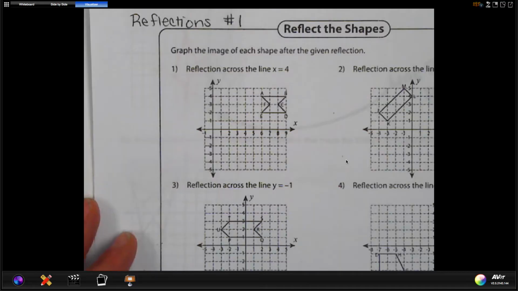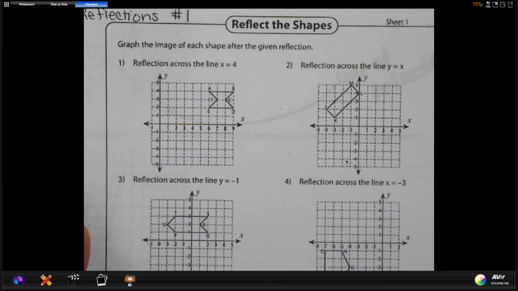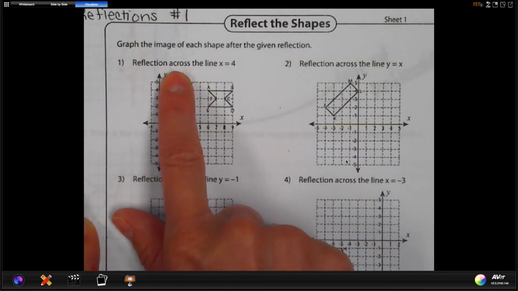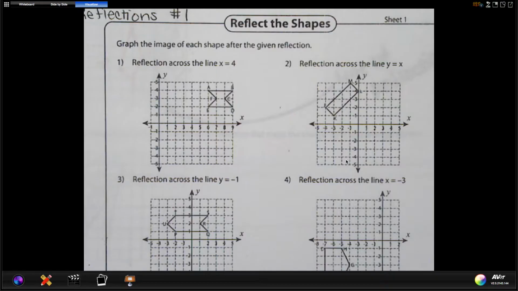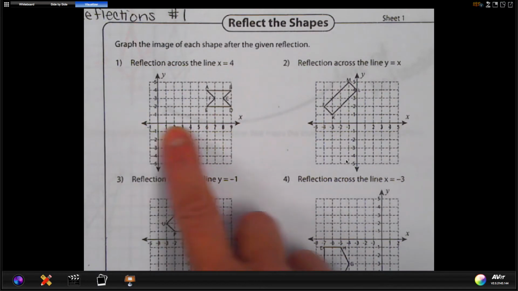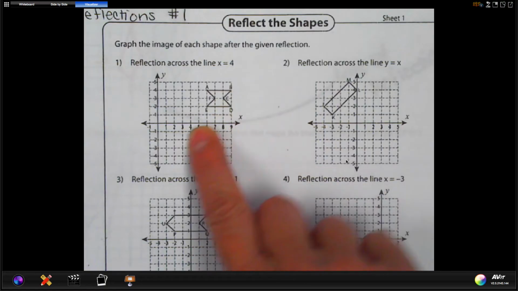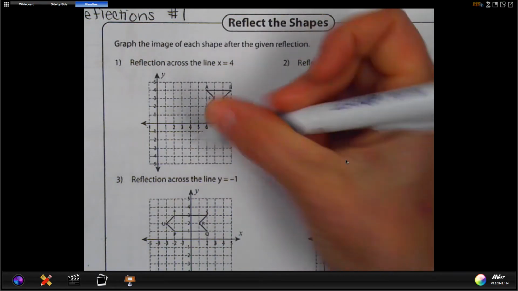So let's start with number 1 on the Reflections Number 1 worksheet. The very first one says, reflection across the line x equals 4. The hardest part here sometimes is identifying that line. So x equals 4 means we're going to use the x-axis, the one going left and right. I can see x equals 4 right here.